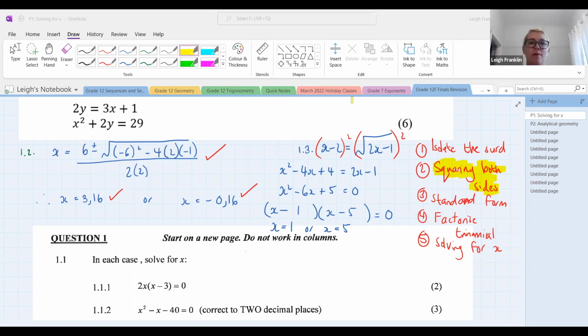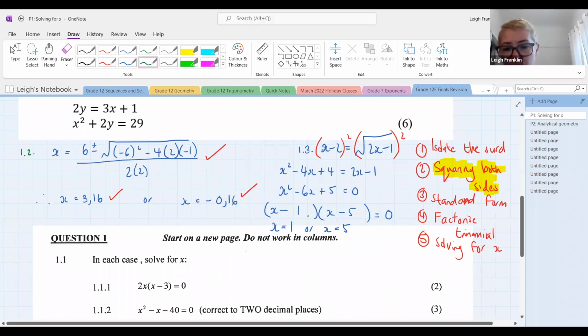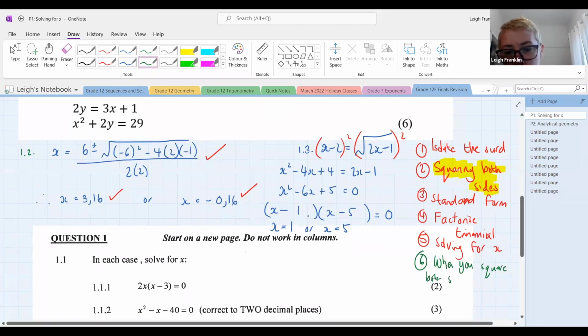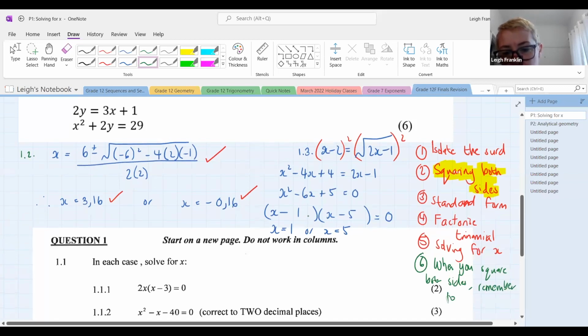So make a big note. When you square both sides, remember to check. Okay, so here, number 6: when you square both sides, remember to check. Check means you're going to test your answers.